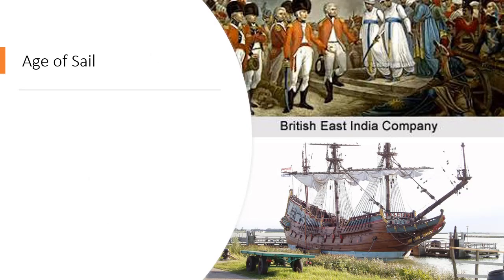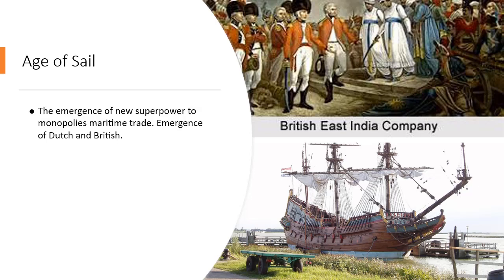Now, we shall look at the age of sail. This age of sail began from the 18th to the 19th century. During this period, three superpowers began to dominate global maritime trade. These superpowers are the Spanish, Dutch, and the British.